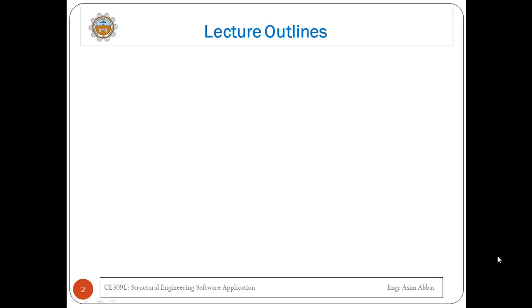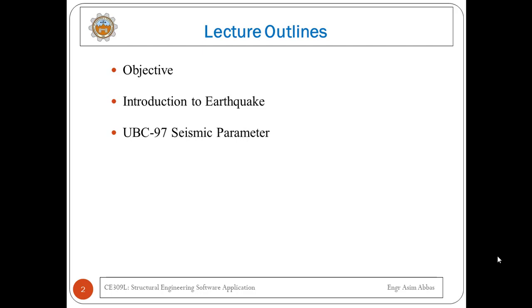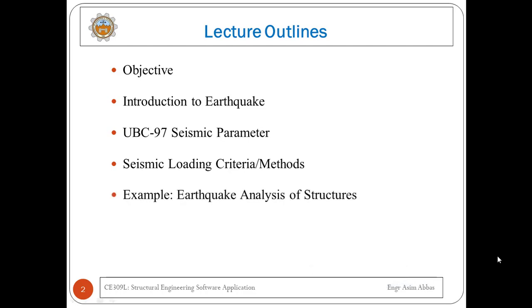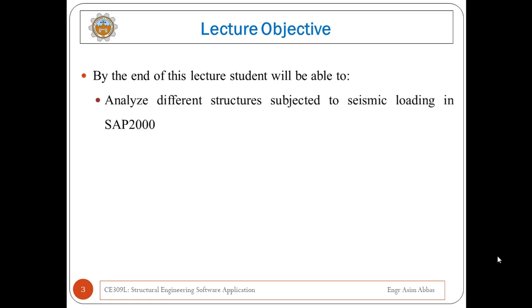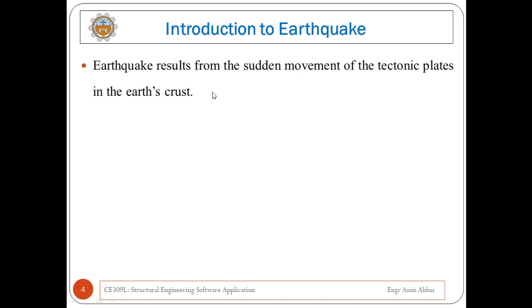Okay, the lecture's outlines are: objective of today's lecture, introduction to earthquake, UBC 97 seismic parameters, seismic loading criteria and methods, example on earthquake analysis of structure, and at the end, class task for the student practice. Lecture objective: by the end of this lecture, the student will be able to analyze different structures subjected to seismic loading in SAP2000.